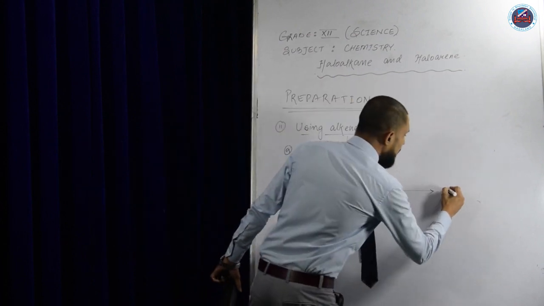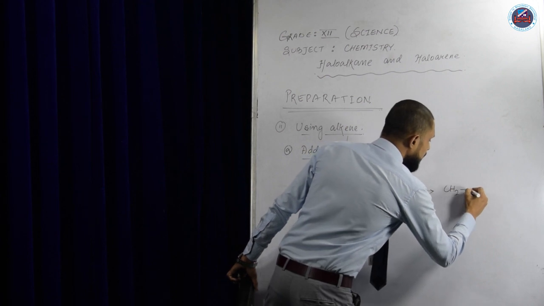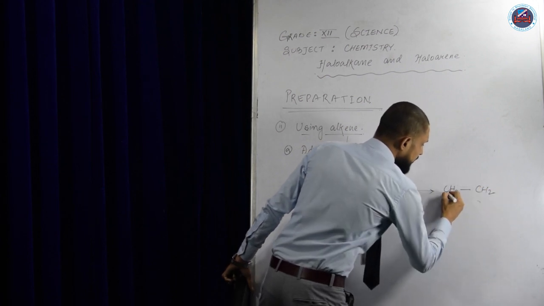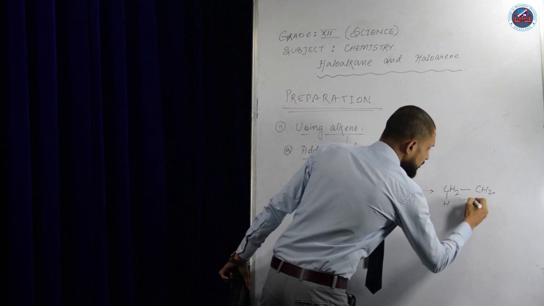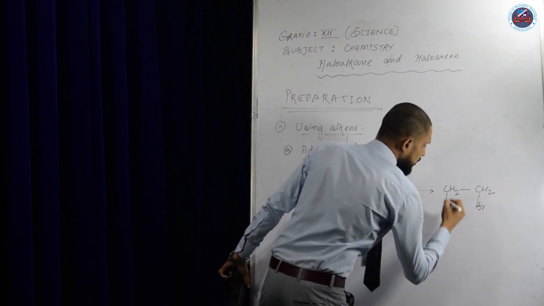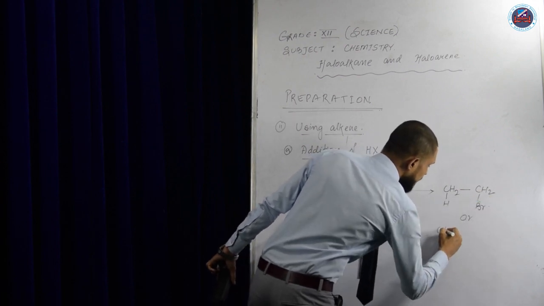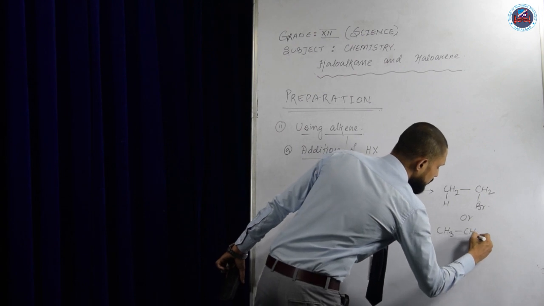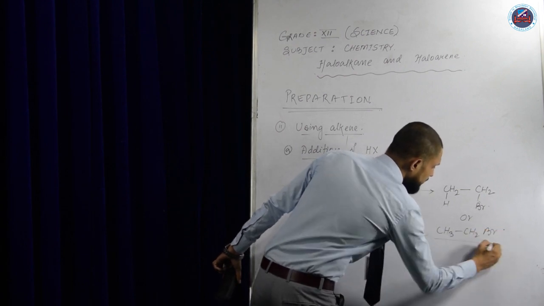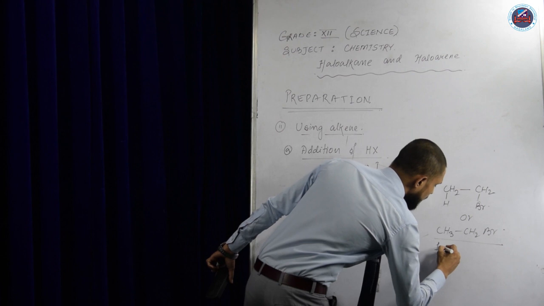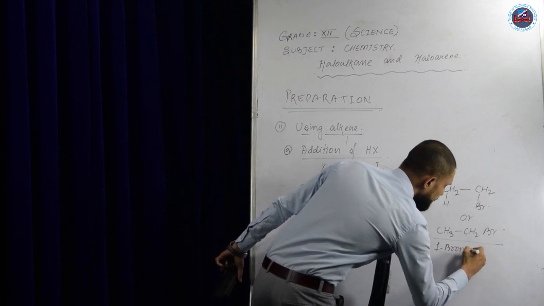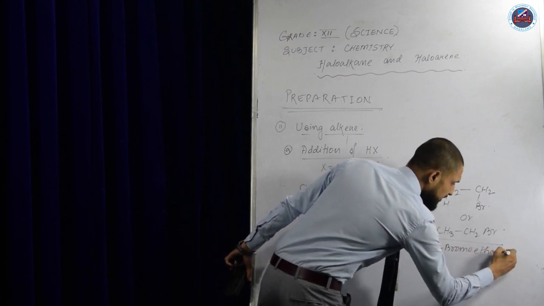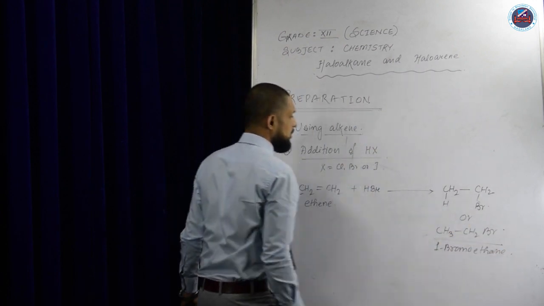So what is the product formed? CH2 single bond CH2. Say this carbon gets the hydrogen, this carbon will get Br. So we can also write it as CH3 CH2 Br. The name of this haloalkane is bromoethane.